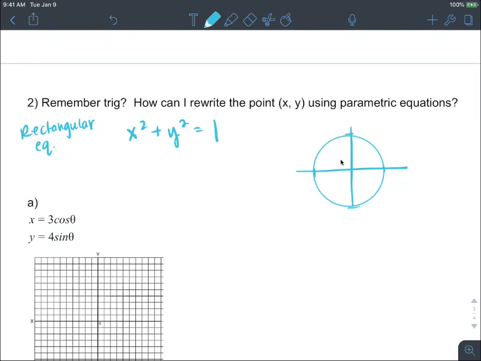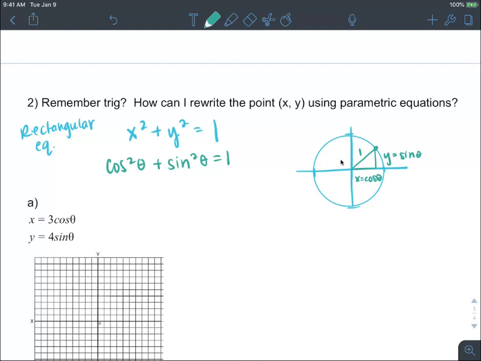Okay? So if I choose a point on my unit circle, remember, the y is equal to the sine of theta, the x is equal to the cosine of theta, and the radius is equal to 1. And this is an identity. It's true for all angles. So I can rewrite this as cosine squared theta plus sine squared theta is equal to 1.